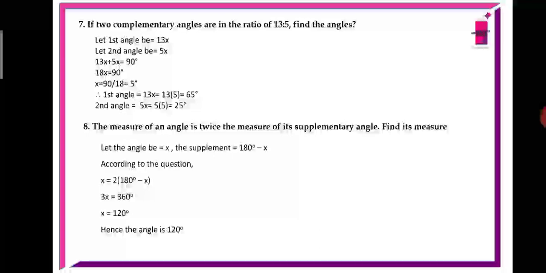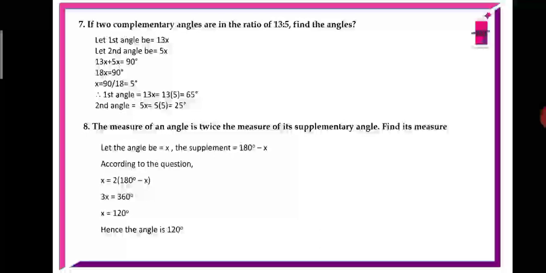Question number 8. The measure of an angle is twice the measure of its supplementary angle. Find its measure. Now let the angle be x, then the supplement will be 180 minus x. According to the question, x equal to 2 into 180 minus x, because in the question it is given the measure of an angle is twice the measure of its supplement.